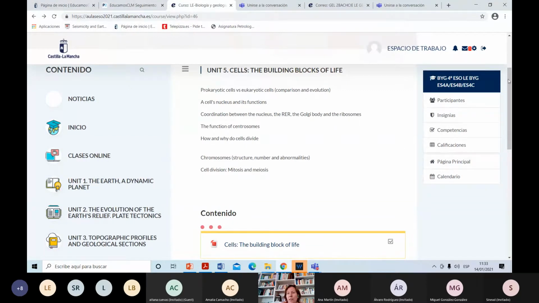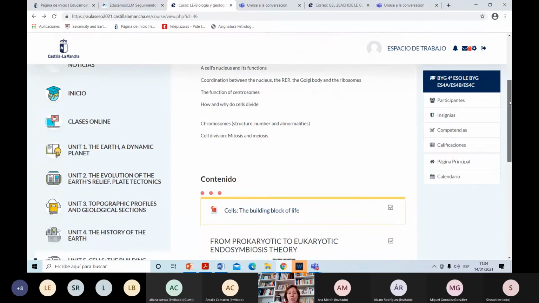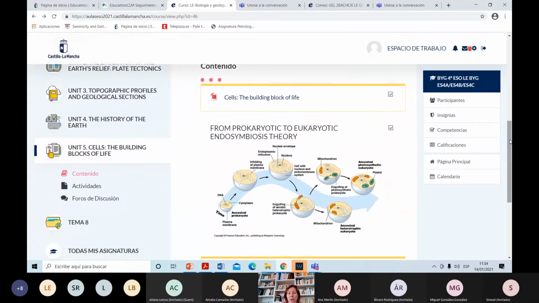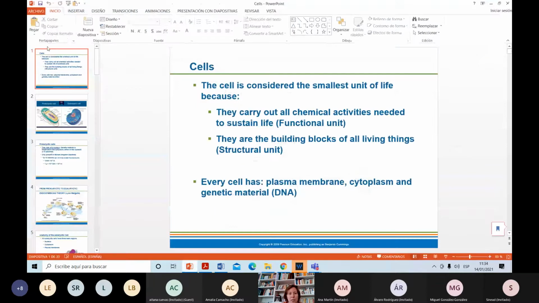Chromosomes and cell division, it's information that you've got in Unit 2 in your book, but it will also be included in this unit for the following exam. So apart from the information in your book, we've been going through this PowerPoint presentation that you've got there, cells, the building block of life, in which we saw the definition of a cell as the smallest unit of life, the functional and the structural unit, components of the cell.